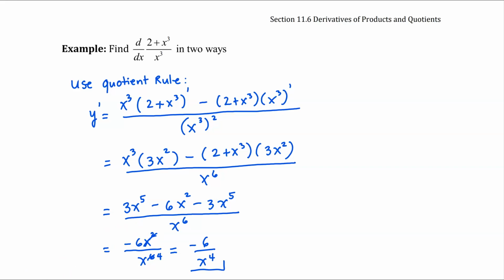Now for the second way, or another way of differentiating this function, is to rewrite the given function and then use the technique that we learned at the beginning of this chapter. So first step is to divide each term by x cubed. So you have 2 plus x cubed over x cubed will be equal to, then you divide each term. So this will be equal to 2 over x cubed plus x cubed divided by x cubed is 1.